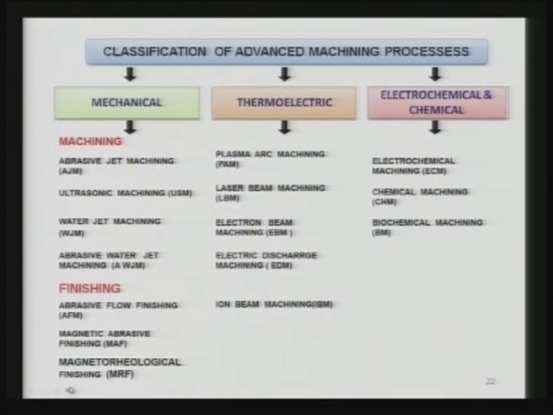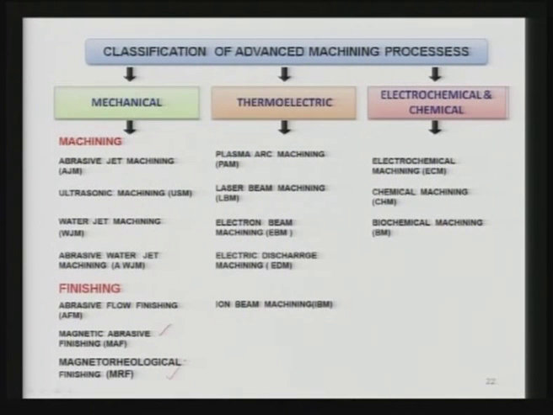So, it shows the classification of advanced machining processes, mechanical type of advanced machining processes. It includes abrasive jet machining, ultrasonic machining, water jet machining, abrasive water jet machining. Now, finishing techniques include abrasive flow finishing, magnetic abrasive finishing, magnetorheological finishing, and there are various allied processes.